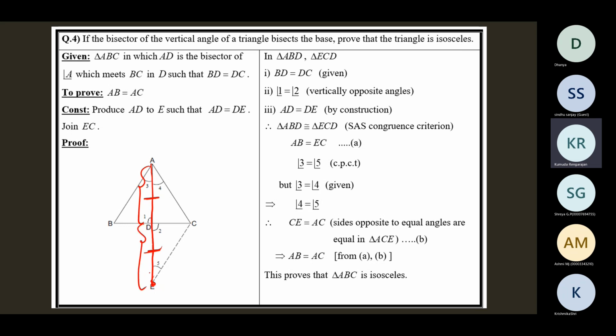That's a construction. What do we mean by construction? Construction is something which is possible to do, which you don't have to prove that it is possible. Now, just ask yourself these questions. Can't we, using a scale, produce this line segment AD to a point E such that AD is equal to DE? Can we do it, or should you prove that it's possible? Using a ruler, can we produce AD to a point E such that AD is equal to DE? Is it possible?